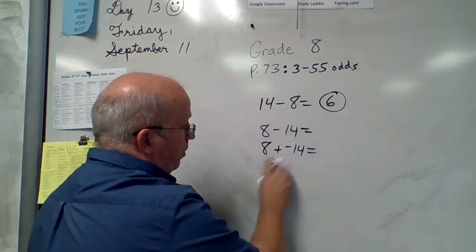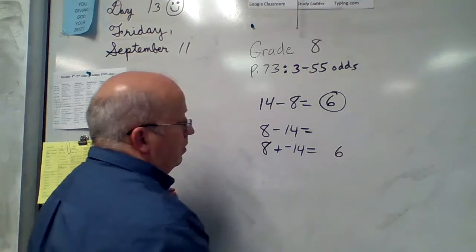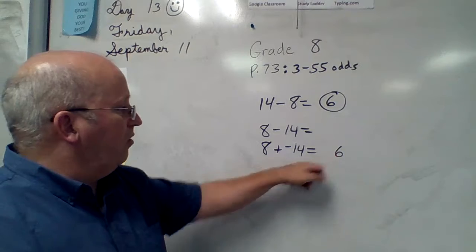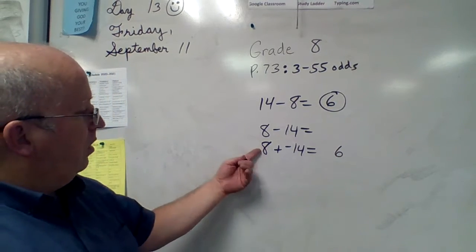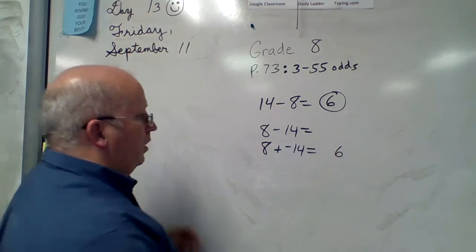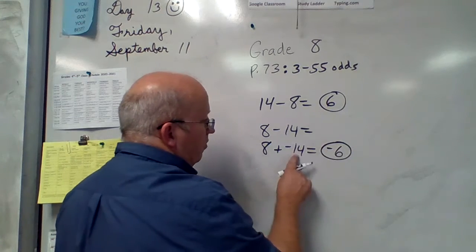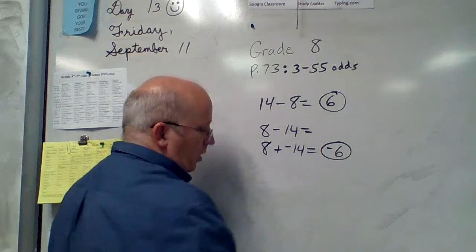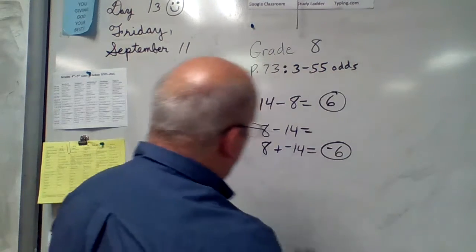Adding a positive to a negative. We think about their absolute values. 14 minus 8 is 6. Then we think to ourselves, is it going to be a positive or negative answer? In this case, it's going to be negative because this has a bigger absolute value than this number, so we share its sign with the answer. Let's try another one.